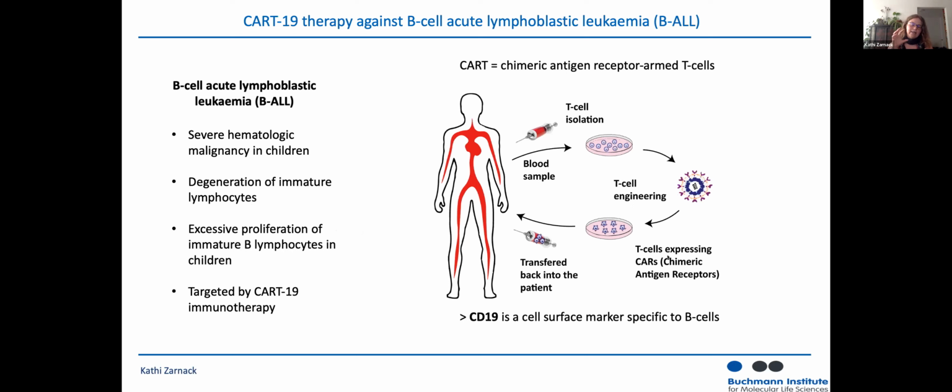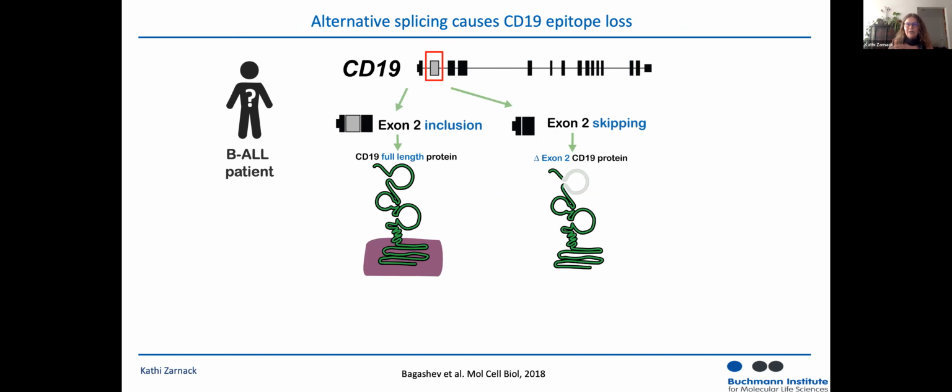So these are T-cell receptors that specifically recognize an antigen of choice. And in the case of the B-ALL disease, this antigen is the CD19 epitope on the surface of the B cells. And these engineered T cells are then transferred back into the patient where they go and kill the leukemic cells. However, unfortunately, a substantial number of children actually develop resistance to this CAR-19 therapy.